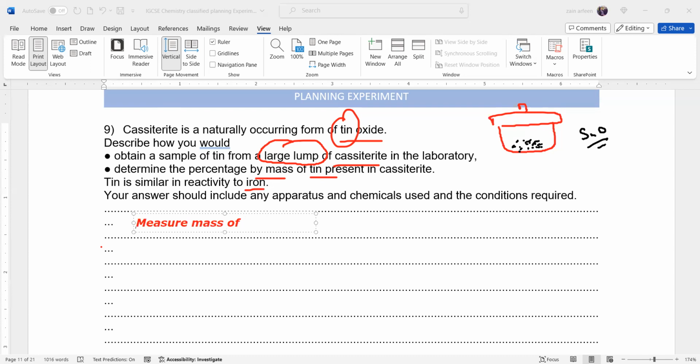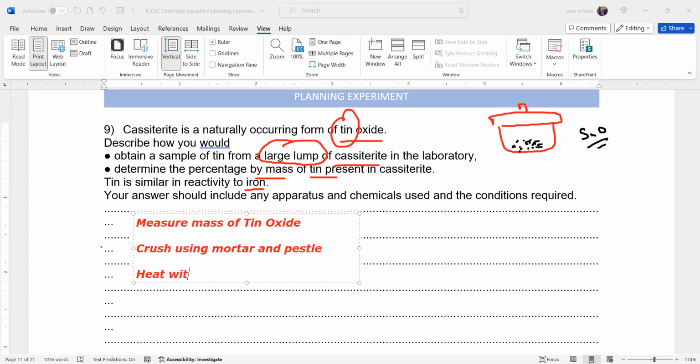So we should measure the mass of tin oxide. That is the first thing. After measuring the mass of the tin oxide, we will crush using a mortar and pestle. After crushing using a mortar and pestle, what should we do? We will heat with carbon or carbon monoxide.